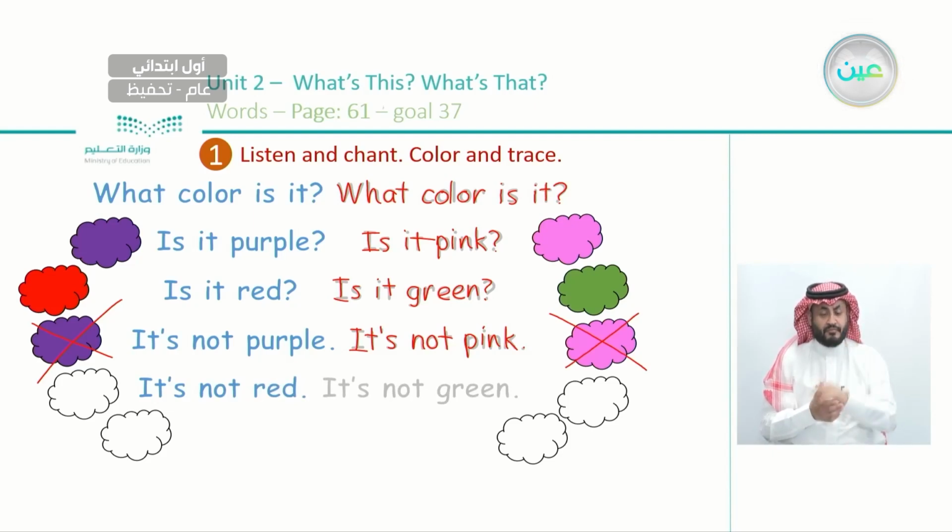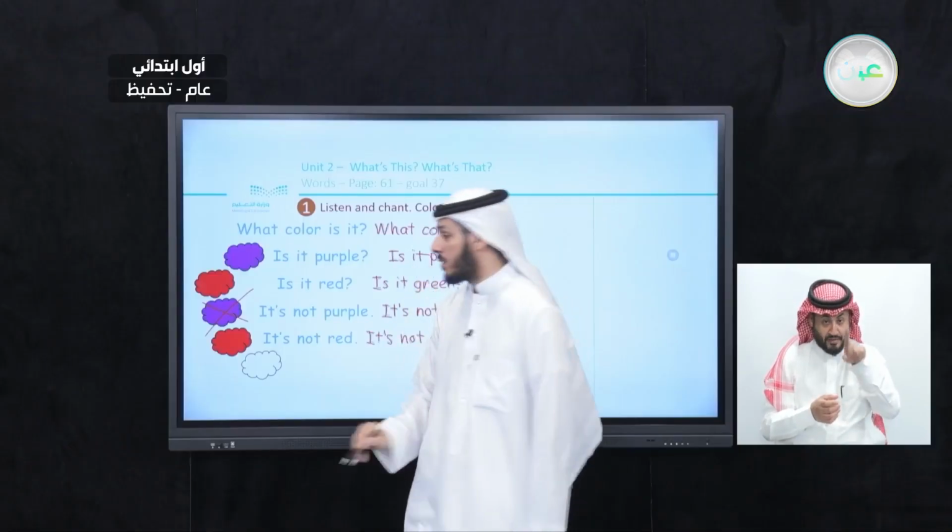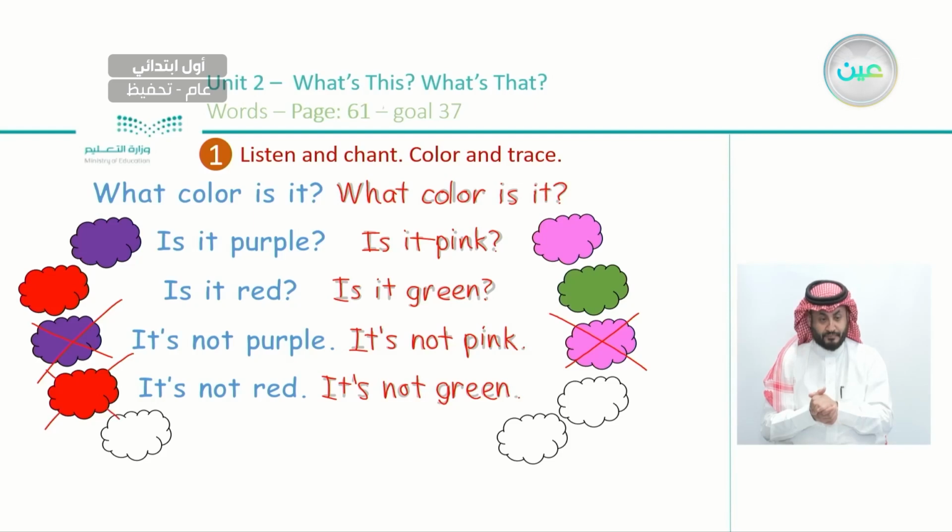Let's trace. So capital I, T apostrophe S, not green. And full stop. Okay, so let's start with the first one. It's not red. What is the color here? This is the red. Perfect. But now it's not red. So again, it's not red. It's not green. What is the color here? Green. Excellent. So this is a green. But what? It's not green.